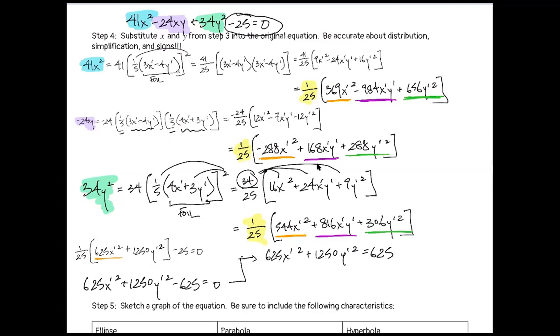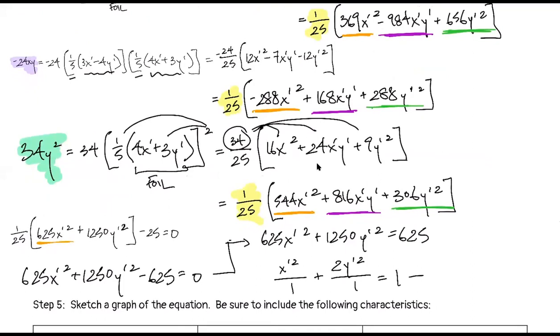So this is going to give me x prime squared over 1 plus 2y prime squared over 1 equals 1. And if I want to write it in a more friendly graphing format, then I might want to write it like this: x prime squared over 1 plus y prime squared over 1/2 equals 1. Okay?